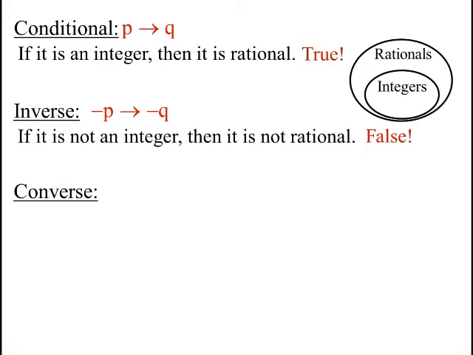Let's look at the converse. The converse is when you flip them around. So it's normally if P then Q. We're saying if Q then P.